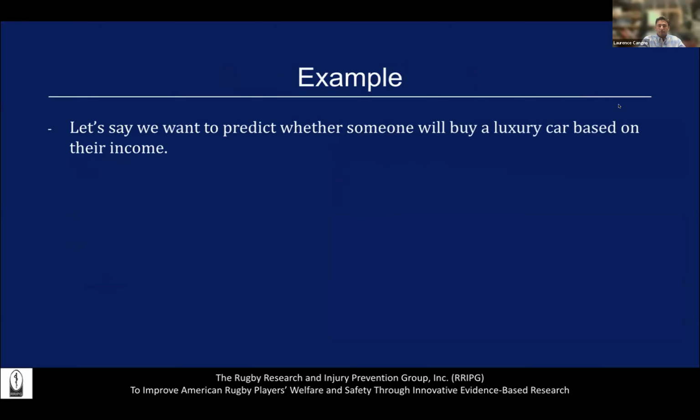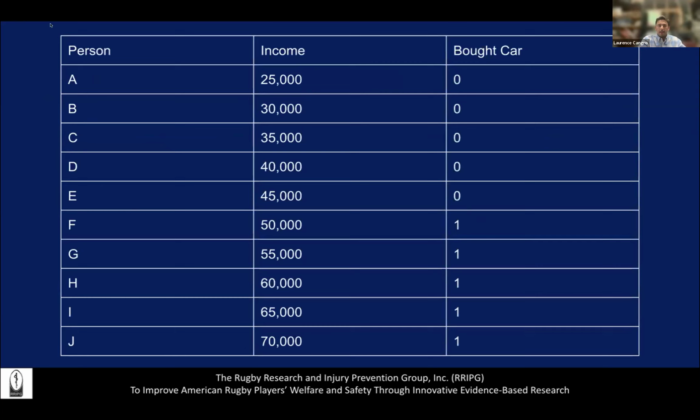So we're going to go into an example. We're going to try and predict whether someone will buy a luxury car based on their income. So we see this data here, person A through J, and just increasing incomes over here. 0 means they're not buying a car. 1 means they are. So we see around 50,000 income, that's where they're going to start buying cars.